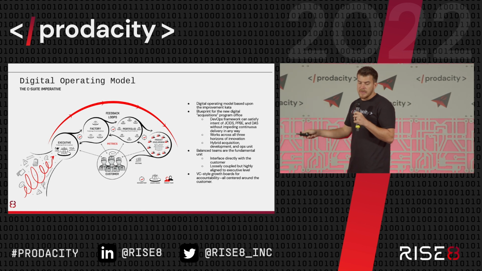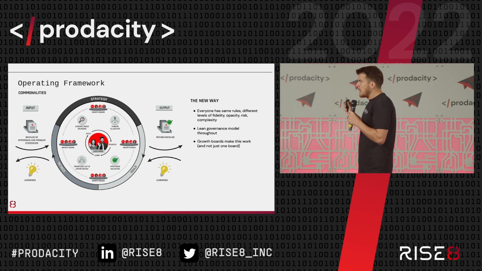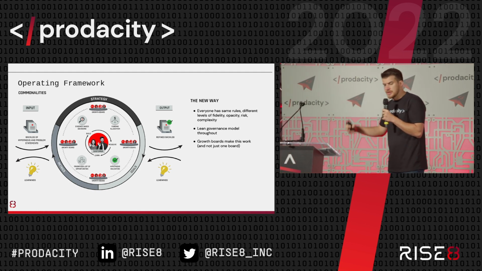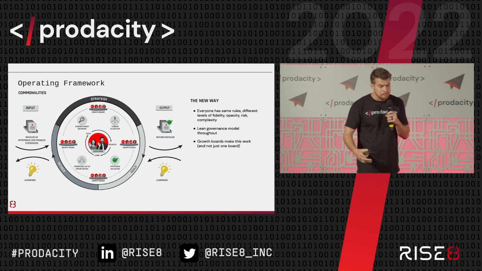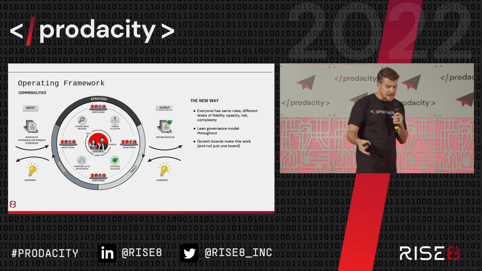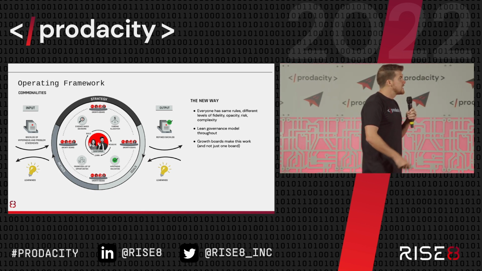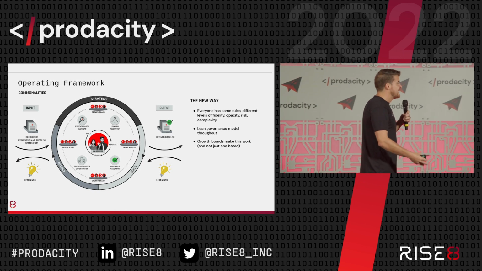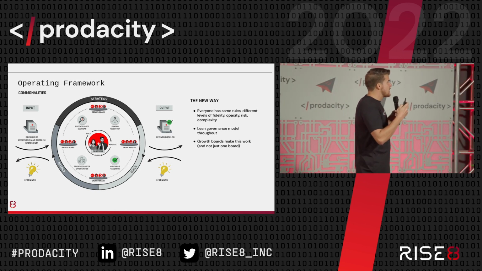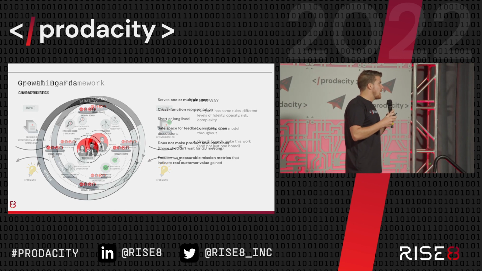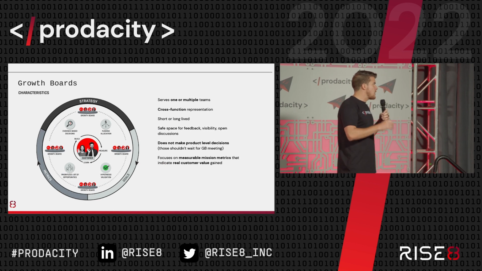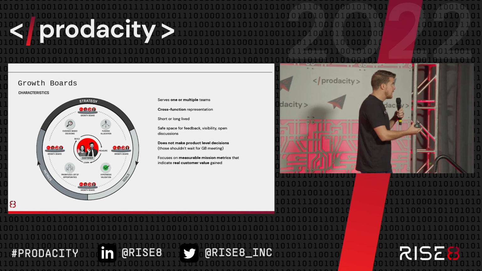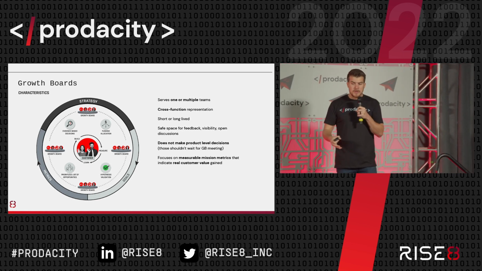But what's important is these growth boards, in this new way, everyone has the same rules. There's different levels of fidelity, opacity, risk, complexity. All right? There's a lean government model throughout. You have to make sure it's lean. And the growth boards, they make this work, but only if you have a few key characteristics. So it might serve one or multiple teams. It has to be cross-functional, again, in representation.